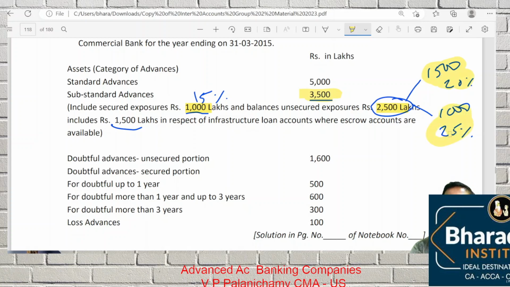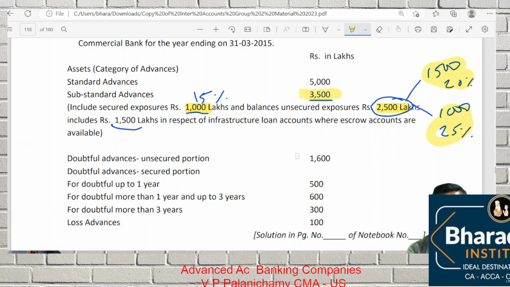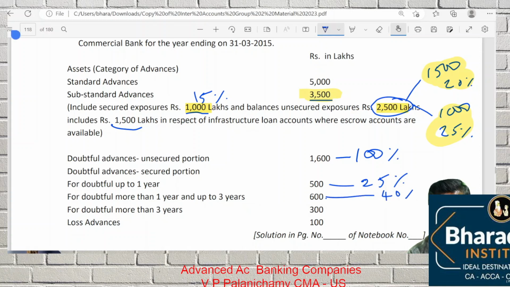Sorry, yeah, 1,500. Remaining 1,000 unsecured 25%. So 3,500 like those bifurcations: 3,500, 1,000 and 2,500 like that. Doubtful assets 100%. Unsecured portion 100%. Secured portion up to 1 year 25%, up to 3 years 40%, more than 3 years 100%. Loss assets 100%.